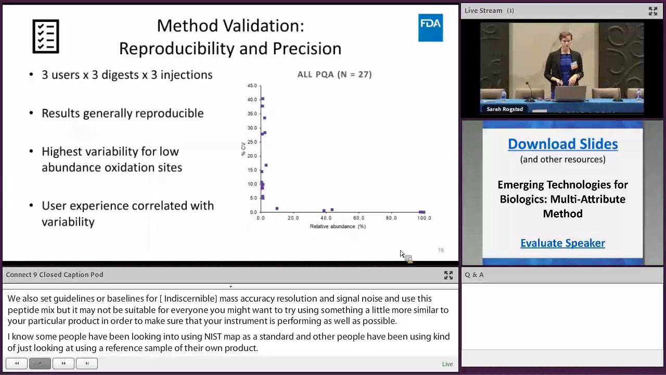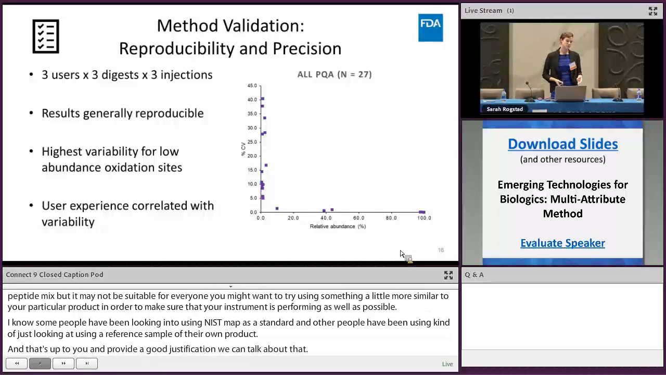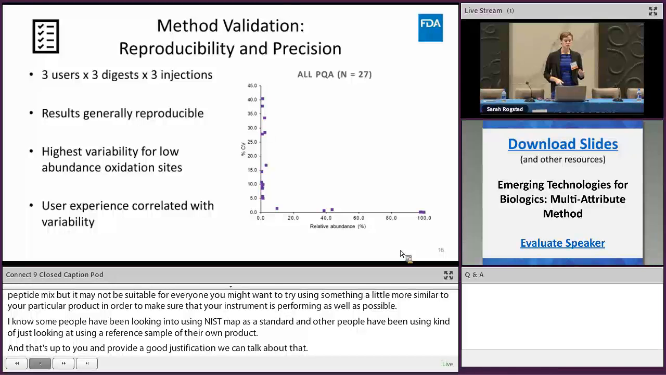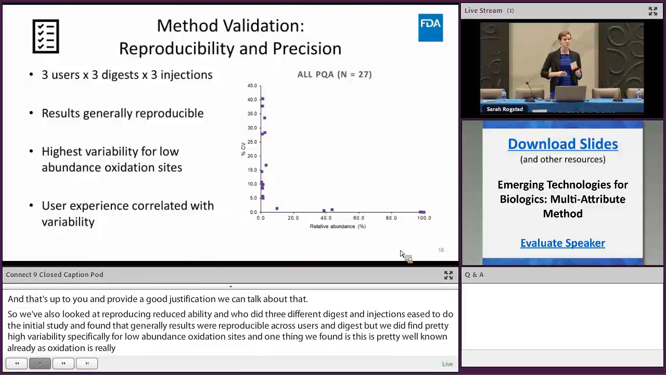We've also looked at reproducibility and precision. We had 3 users who did 3 different digests and 3 injections each to do this initial study. We found that generally our results were reproducible across users and digests, but we did find pretty high variability specifically for low abundance oxidation sites. One thing that we found, and this is pretty well known already, is that oxidation is really liable to artifacts, particularly in the digest, so there's a little more variability. What we did find is that variability and changes in the levels of oxidation were really apparent based on the experience of the user.